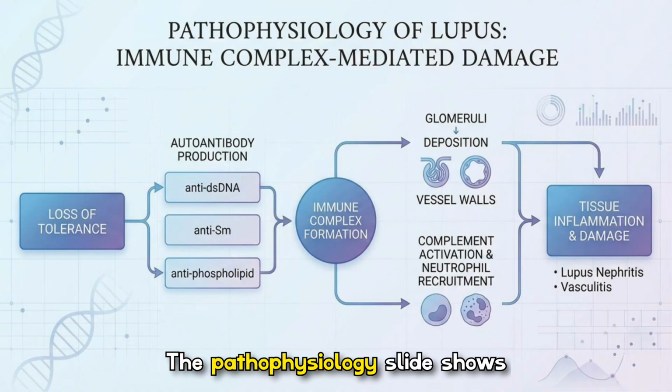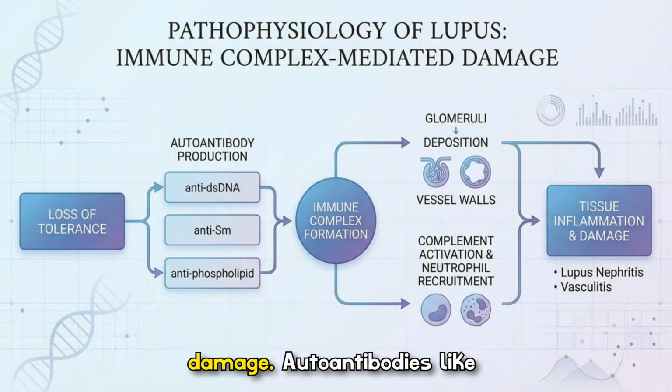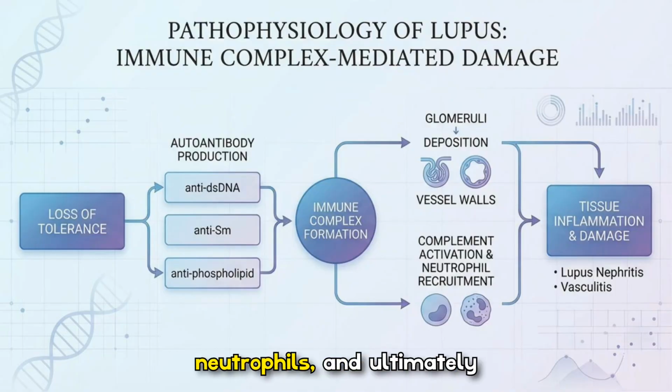The pathophysiology slide shows a cascade from loss of immune tolerance to immune complex-mediated tissue damage. Autoantibodies like anti-dsDNA, anti-Sm, and anti-phospholipid antibodies form complexes that deposit in glomeruli and vessel walls, activate complement and recruit neutrophils, and ultimately drive inflammation and organ injury, such as lupus nephritis and vasculitis.